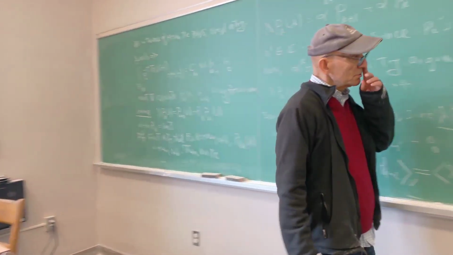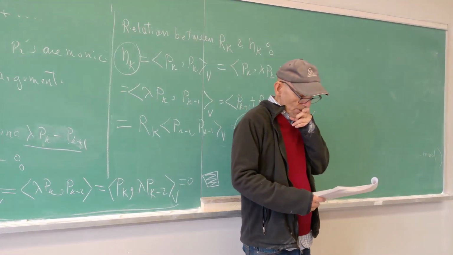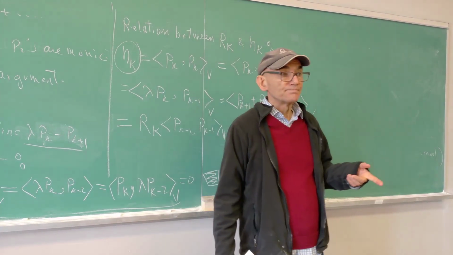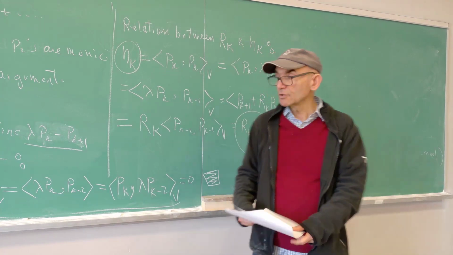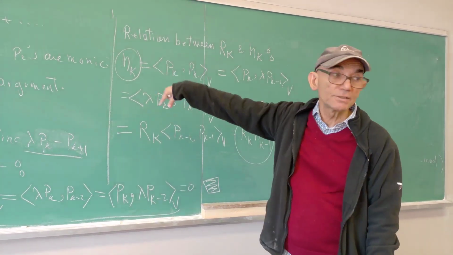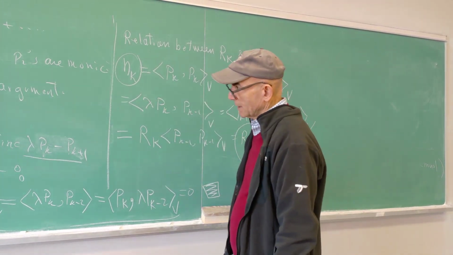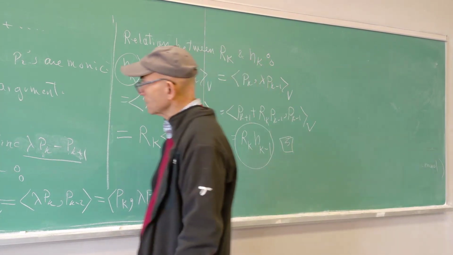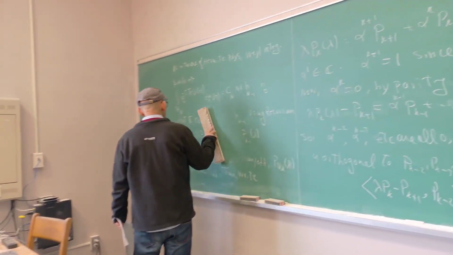So what we are going to do now is go back to the partition function and calculate the partition function using the Rk instead of Hk. We calculated using Hk, now we calculate using Rk. Okay, so let's go back to the partition function. We just use this equation then.